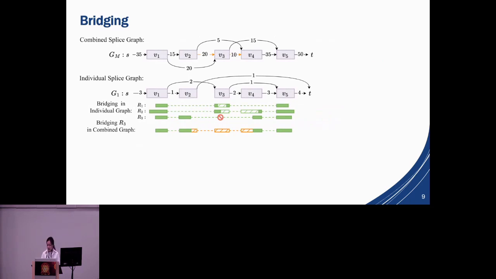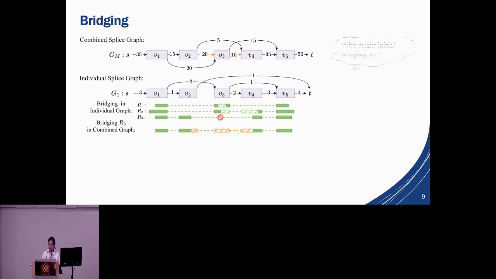In the combined graph, there are indeed some paths from V2 to V4. Based on our bridging mechanism, we select the path with the maximum bottleneck weight. In this case, we select the path V2 to V3 to V4 for bridging R3. The orange dashed blocks here represent the bridged fragments of R3 in the combined graph.